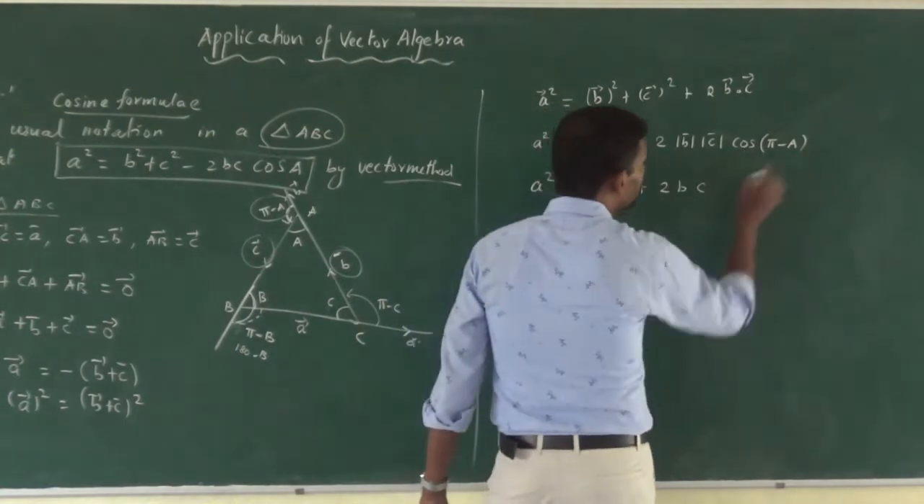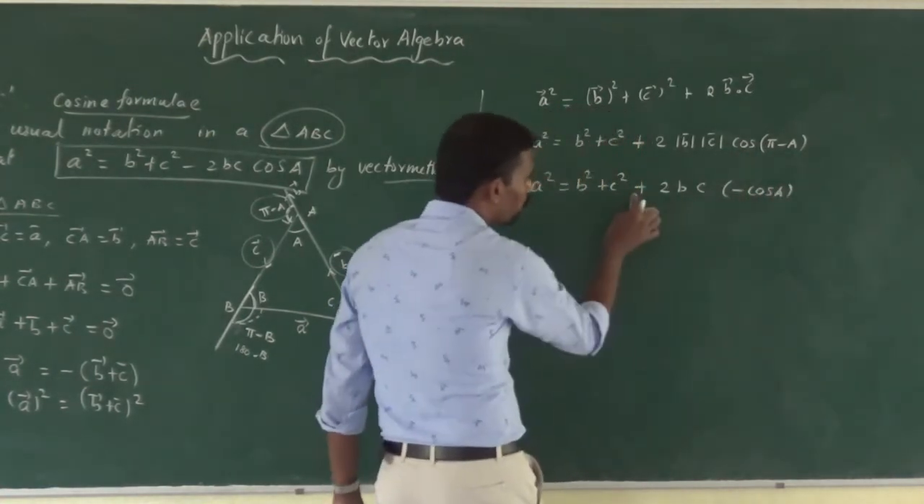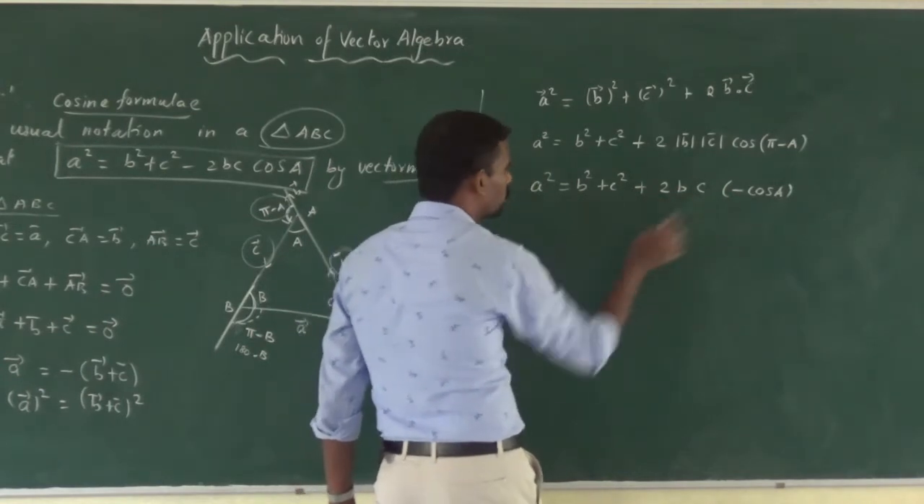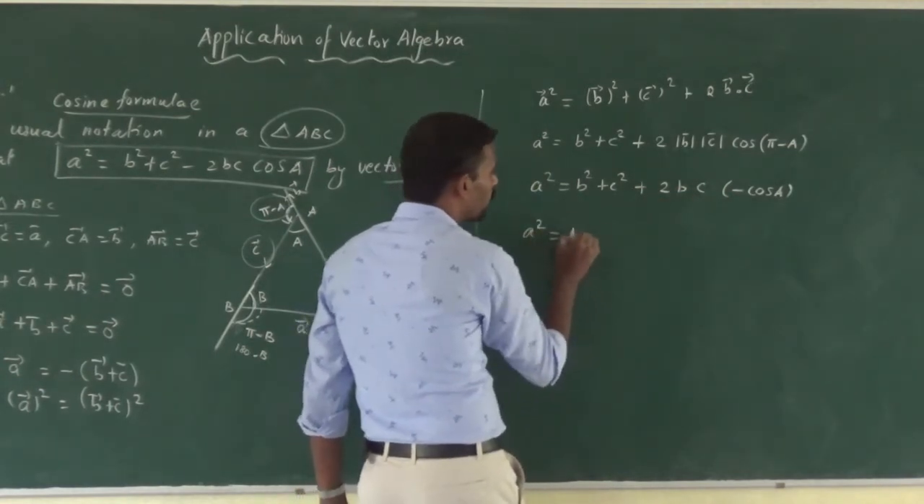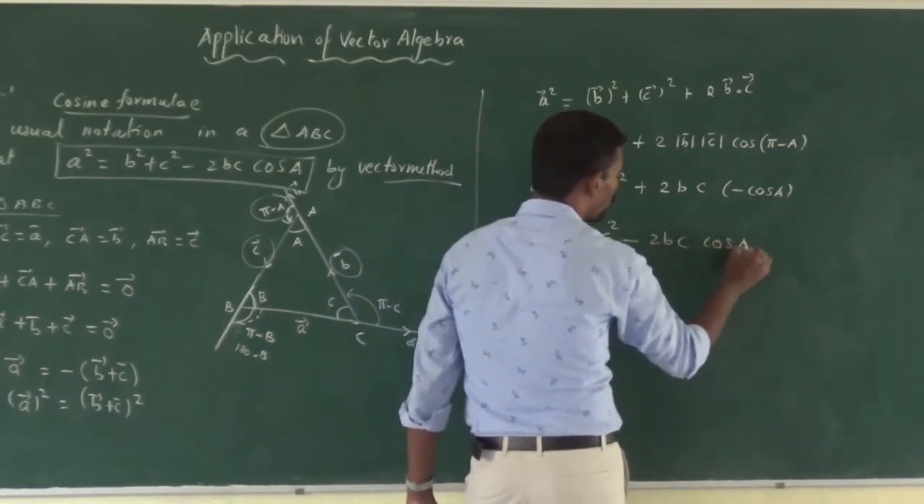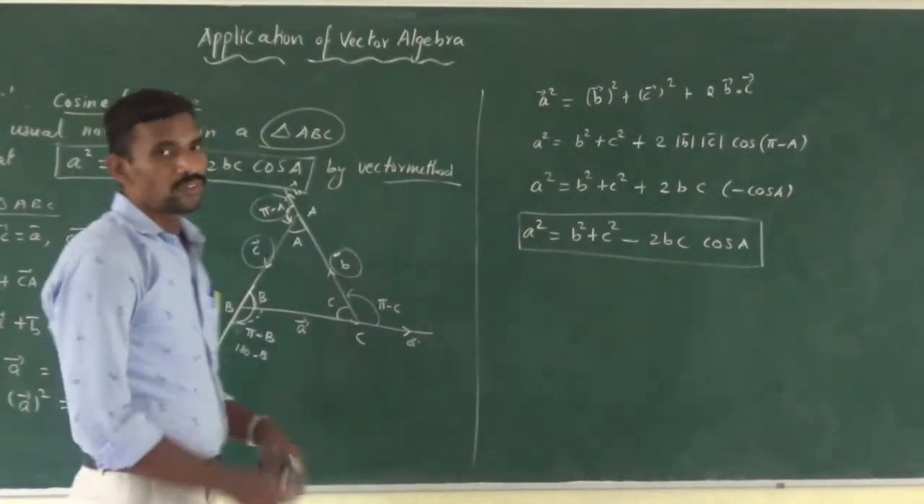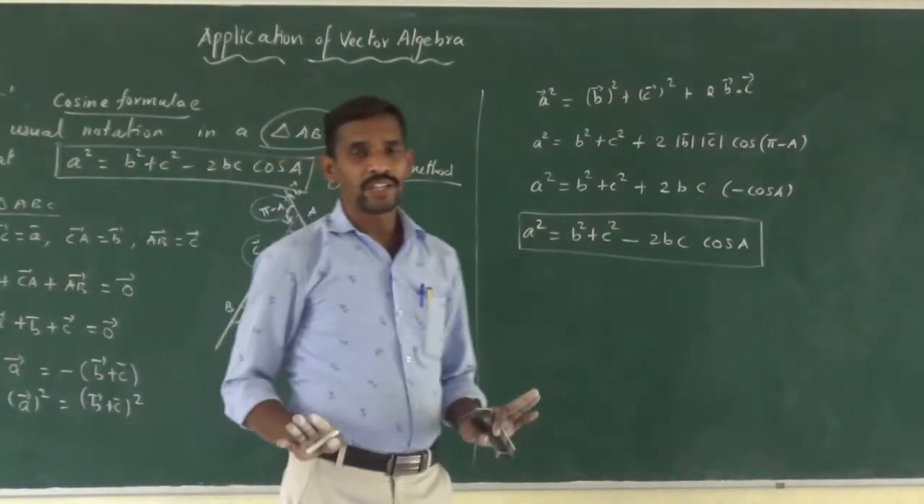Cos of pi minus a is nothing but minus cos a. So the minus and plus will be multiplied. We get a square is equal to b square plus c square minus 2bc cos a. So this is the required cosine law. The remaining sums we can do like this.